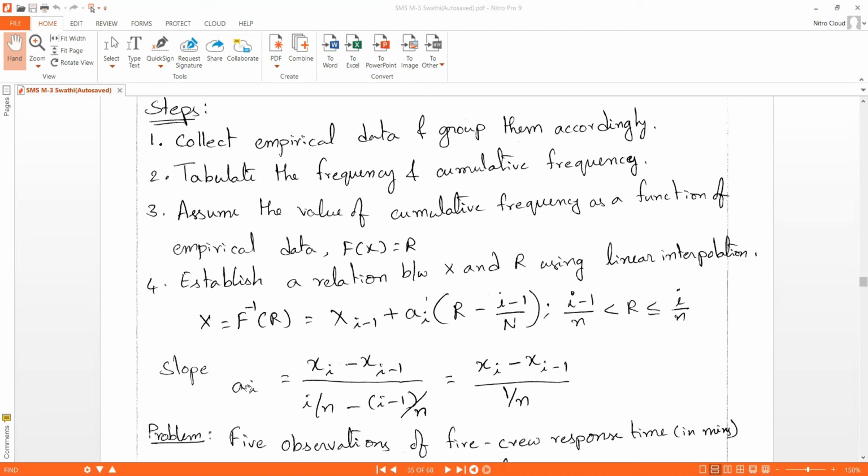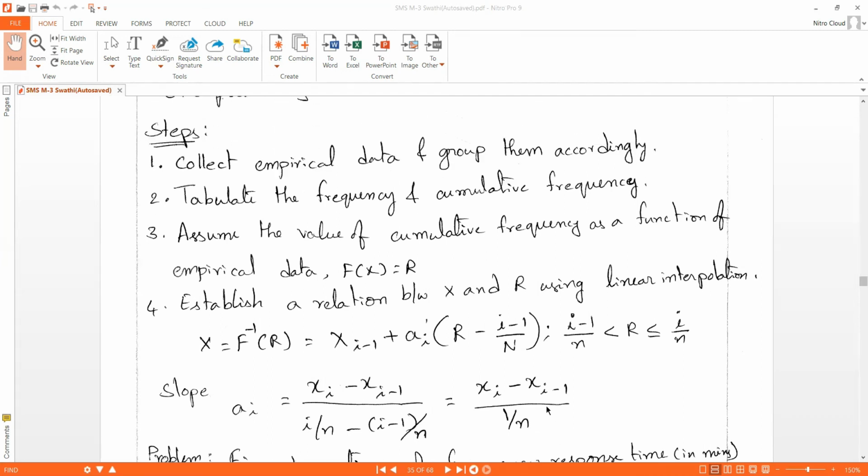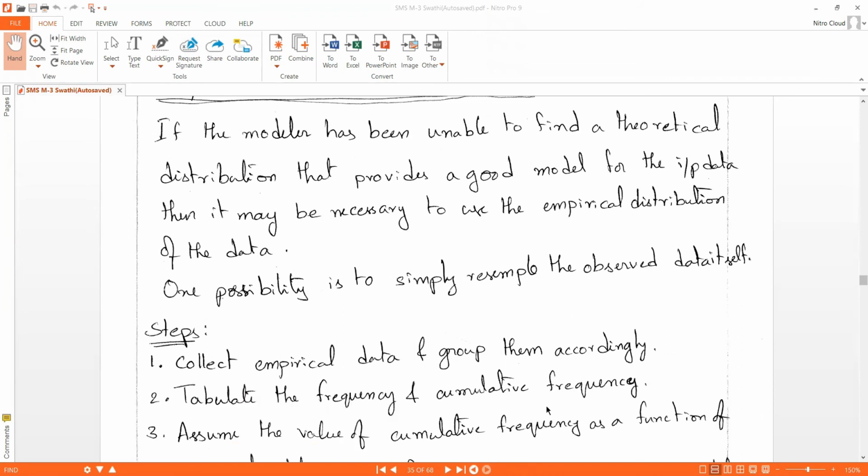Okay. Now the slope a i will be calculated like this. a i is equal to x i minus x i minus 1 divided by (i by n minus (i minus 1) by n). Okay, using this formula, we can find the a i value. If you simplify this equation, we will get a i equal to x i minus x i minus 1 divided by 1 by n. Okay, these are the steps for empirical continuous distribution.